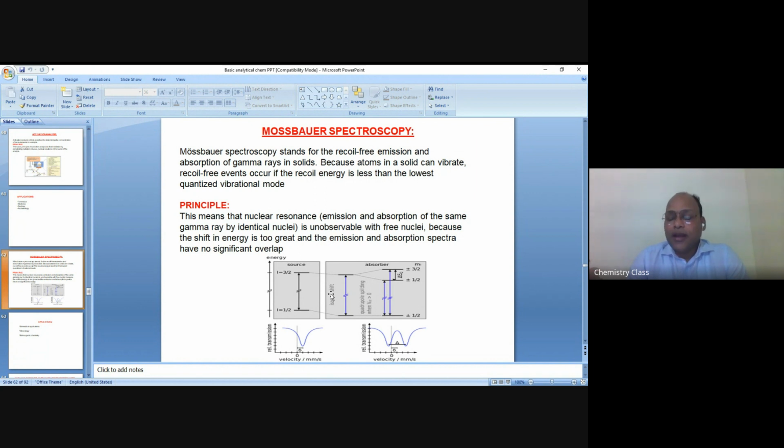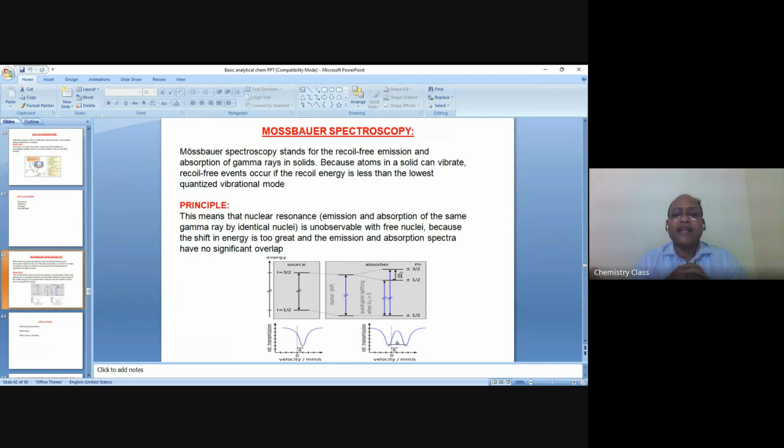This applies to solid compounds. In the solid state, the atoms or molecules are tightly packed and the intermolecular force is high. So the recoil energy is very less in this case. As the recoil energy is less, the quantized vibration will also be less. So what is the principle associated with this?